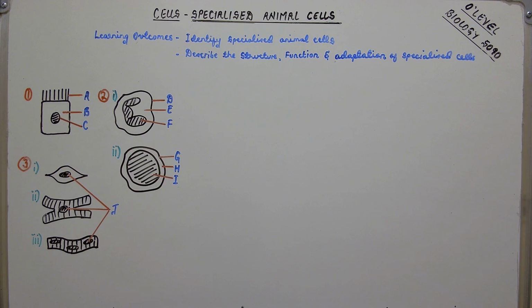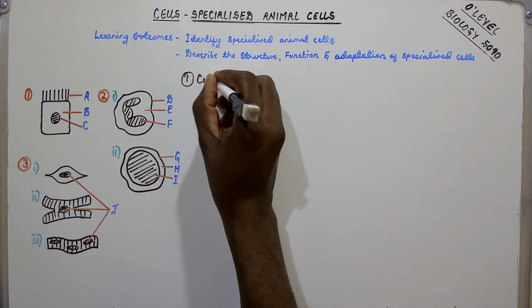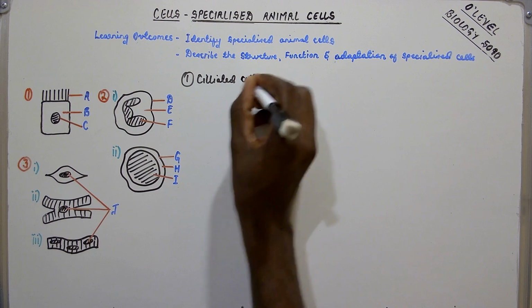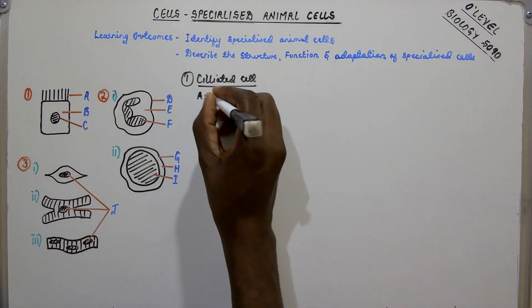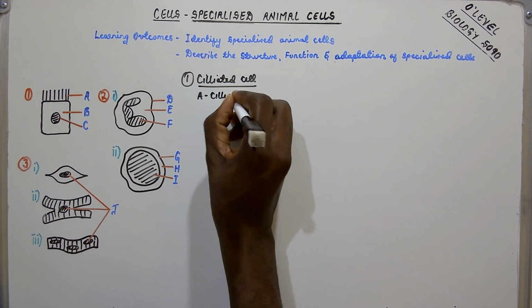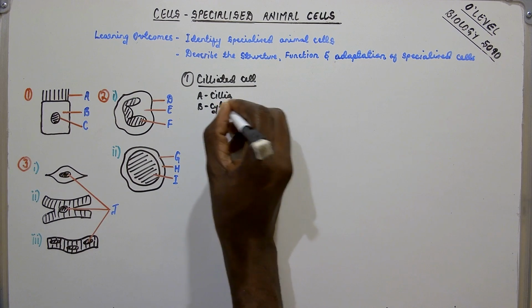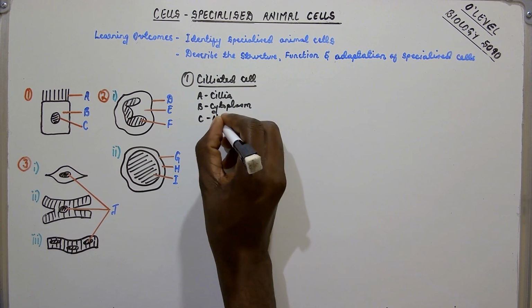Okay, now we have these cells that have been displayed to us. We have cell 1, 2 and 3. So what is cell 1? Cell 1 is just a ciliated cell. Now this cell has parts. We have A. What is A? That is a cilia. B, the cytoplasm. C, that's the nucleus.